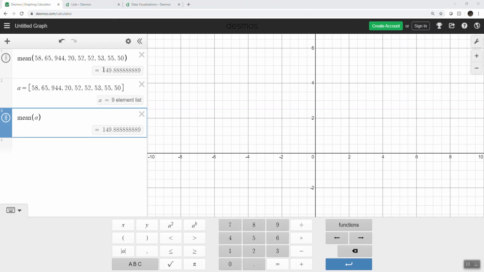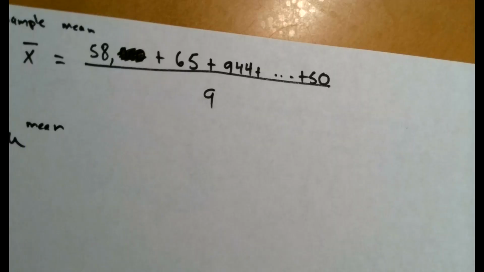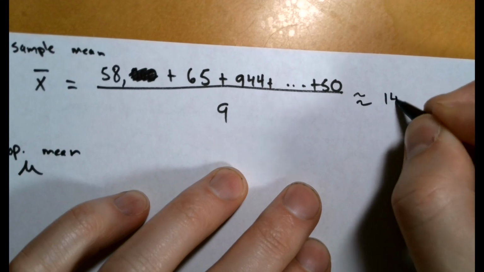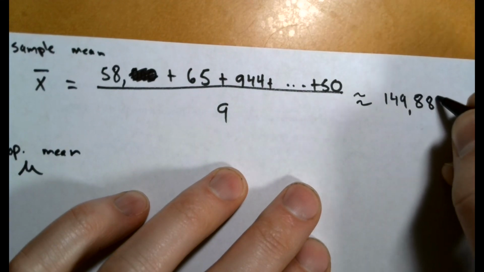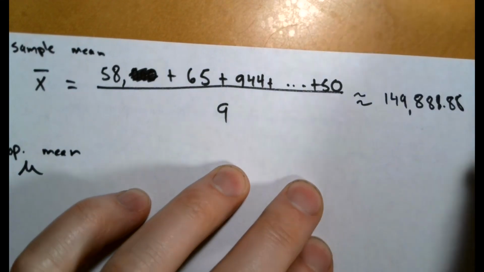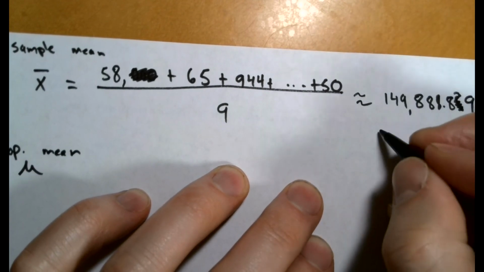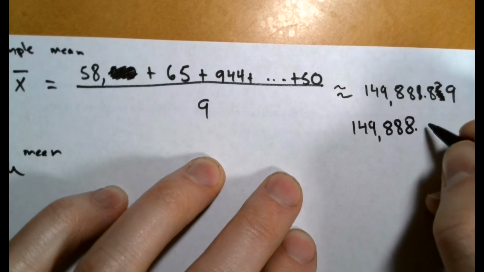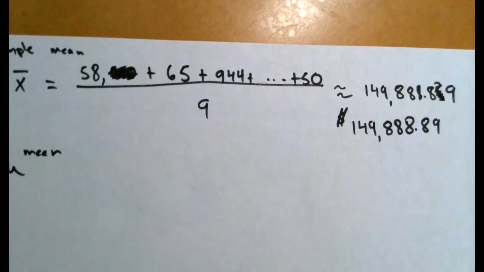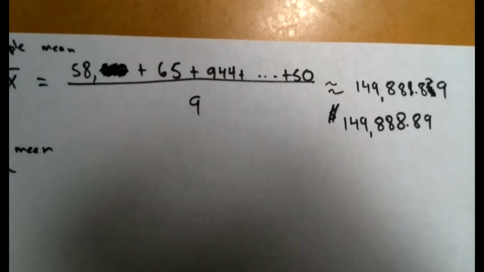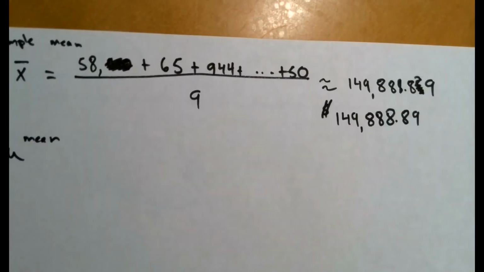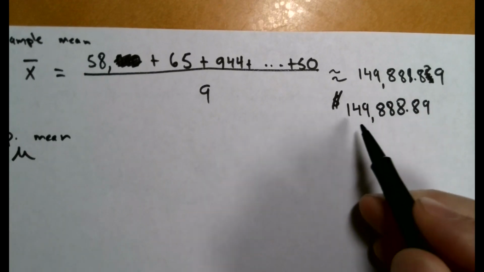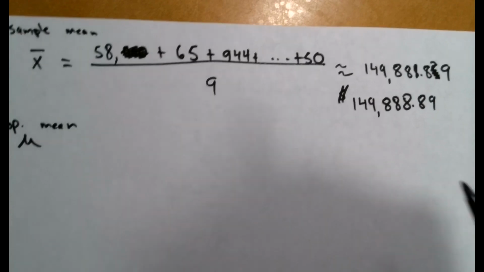149.888 going on forever. If we multiply this times 1,000, we get the mean that we were looking for. So it was 149,888.88. Oops, and if I round it to the nearest cent, it should be 89. Let me rewrite that. So 149,888.89. So that claim of the average salary being 150,000 isn't exactly correct, right? Because the mean was actually 149,888.89. But if we rounded it to the nearest 100,000, we'd get 150,000.